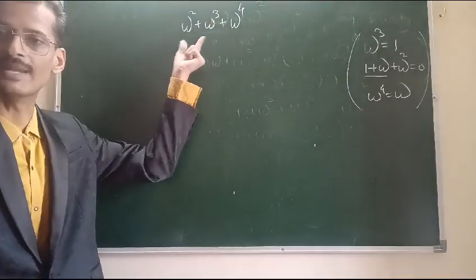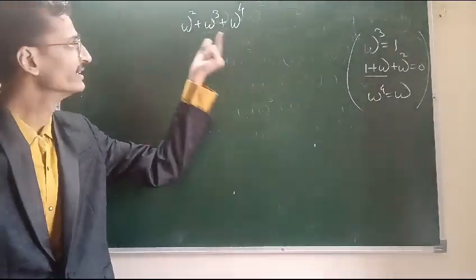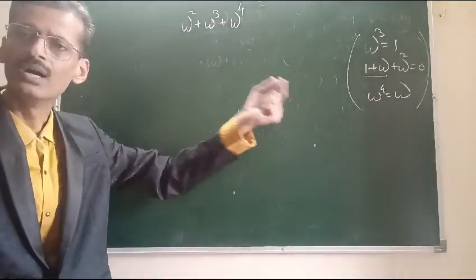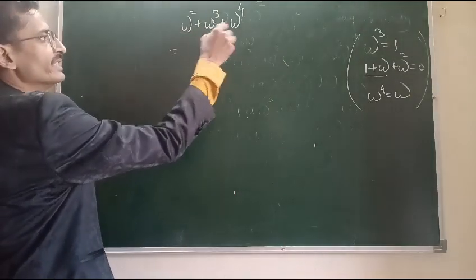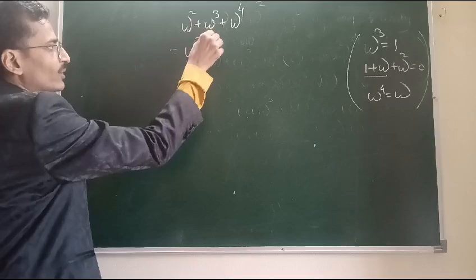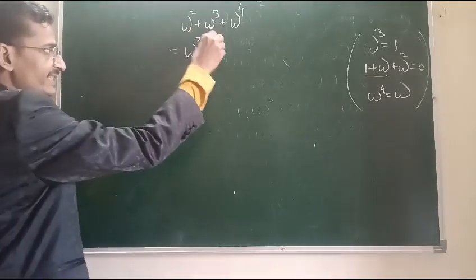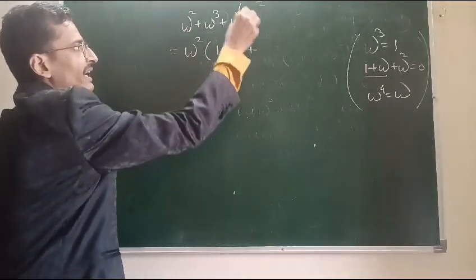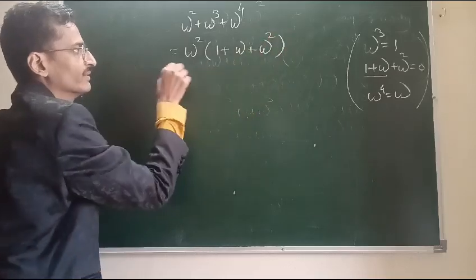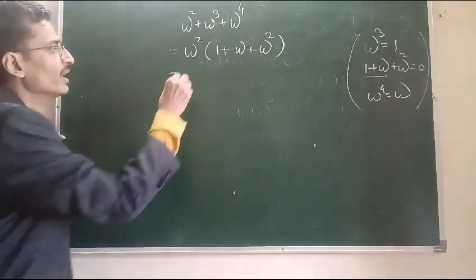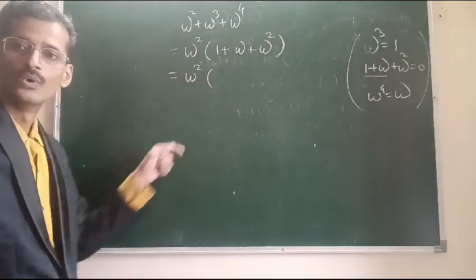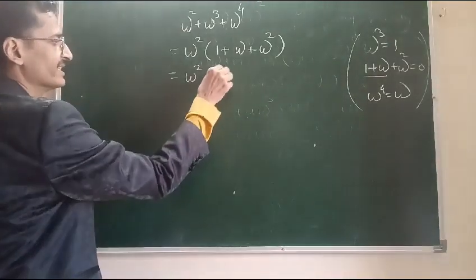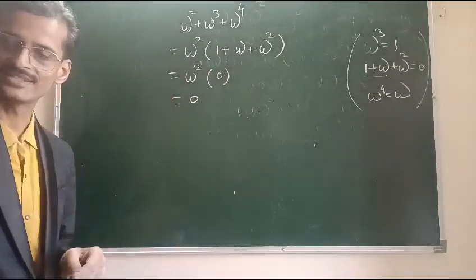Here the question is: find the value of this. As we know the properties, this is a very simple sum. You can write omega cube as 1, you can write omega raised to 4 as omega. But here a simple method is, from these three, we can take omega square common. So remaining here is 1, omega cube, and this is omega square, so remaining is omega, and here remaining is omega square. So just write omega square common. Now this is omega square into 1 plus omega plus omega square. What is that? 0. So write here 0. 0 into omega square is 0.